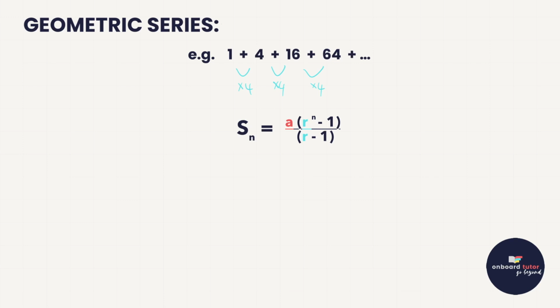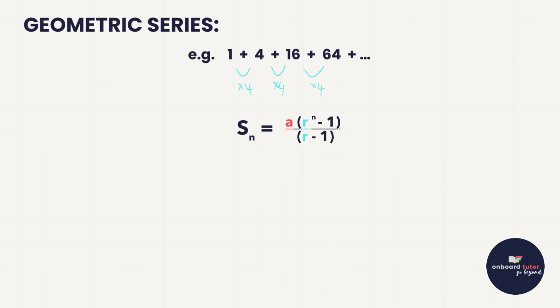So sum of n terms, remember they tell us how many terms, is equal to A, that's our first term, and then in brackets r, so that's the common ratio there, to the power of n, again the number of terms, minus 1, and then all of that is divided by r, the common ratio, minus 1.